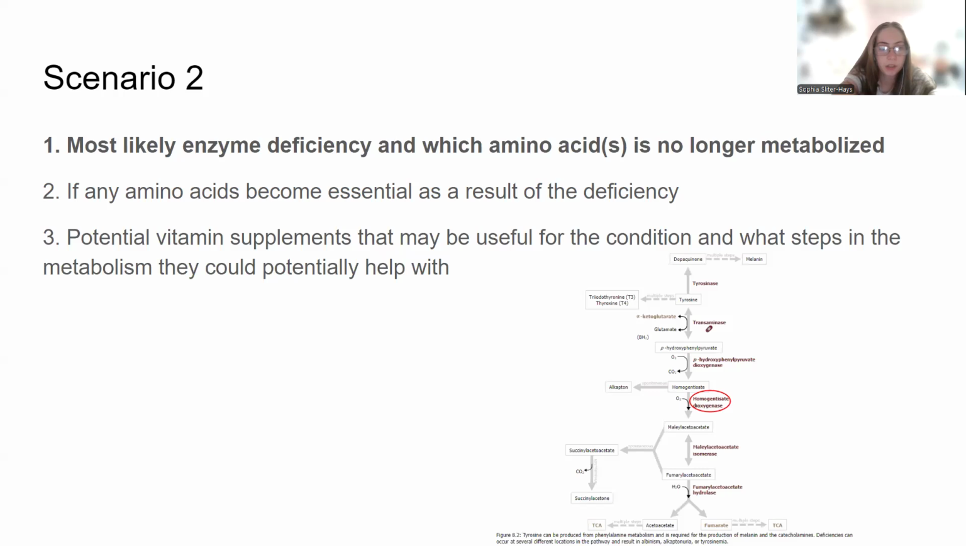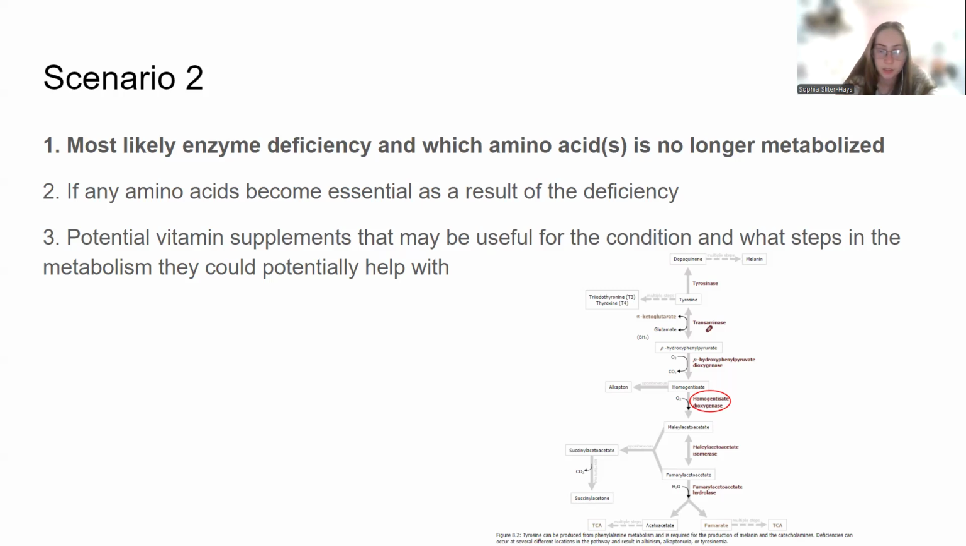So for scenario 2, it's about a woman with joint pain and pigmented macules. Based on her symptoms, there is likely a deficiency in homogentisate oxidase. Sorry for mispronouncing that, which is an enzyme in tyrosine metabolism, right here. A deficiency in this enzyme can lead to alkaptonuria, or an accumulation of homogentisate or homogentisic acid.